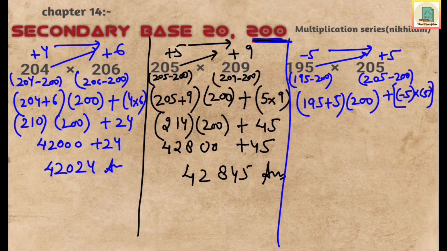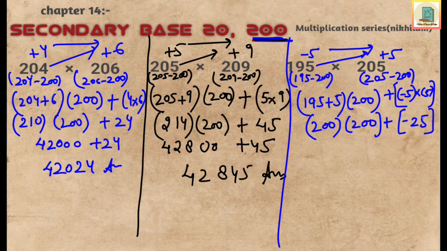So now here 195 plus 5 gives you 200, multiply by 200. Now here 5 multiplied by 5 is 25, and here we get the negative sign, minus 25. So 200 multiplied by 200, we get 40,000 minus 25. So the final answer is 39975.